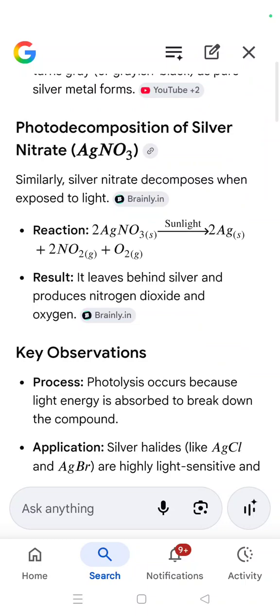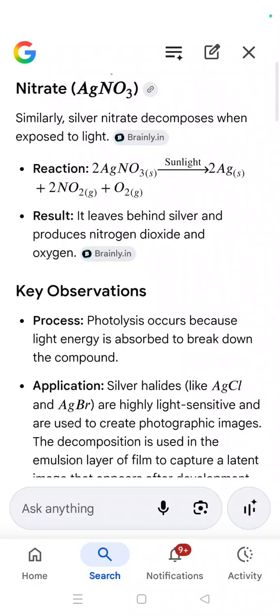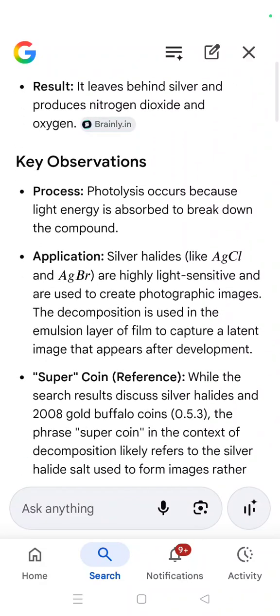So these are the examples of photolytic decomposition reactions, which take place because of the absorption of light energy. Since light energy is absorbed, these are also examples of endothermic reactions. And the most important point is that these are used in black and white photography. These are highly light sensitive and they are used to create photographic images. Okay.